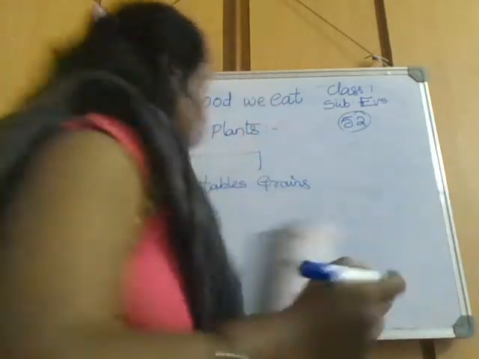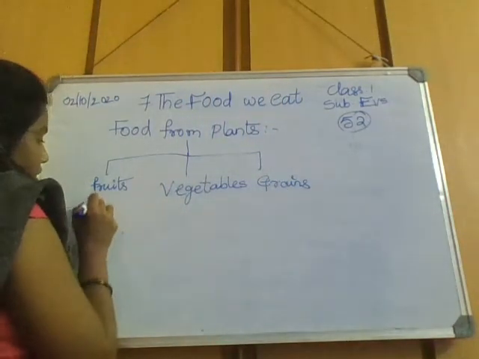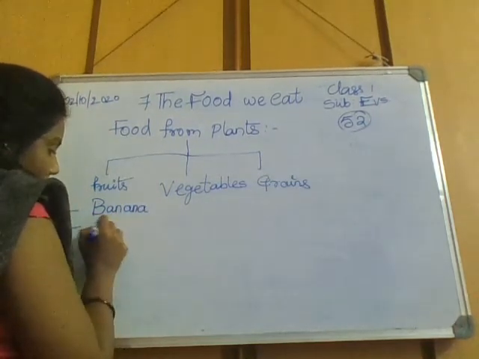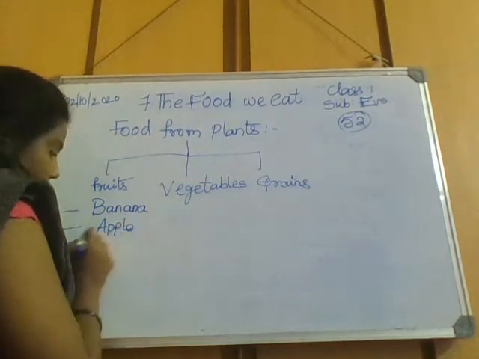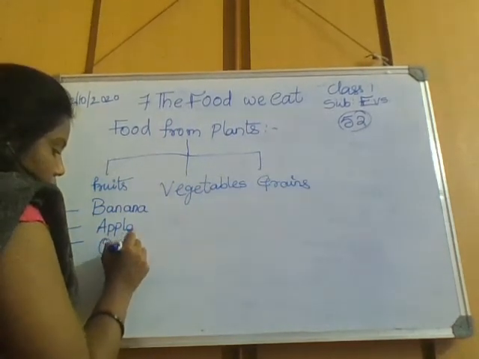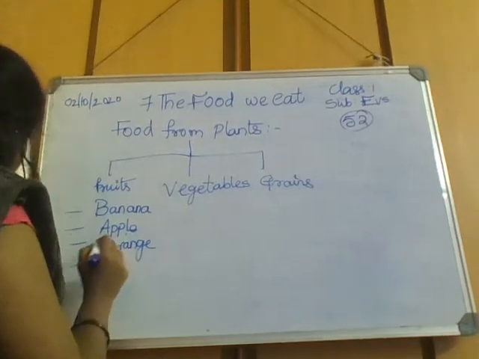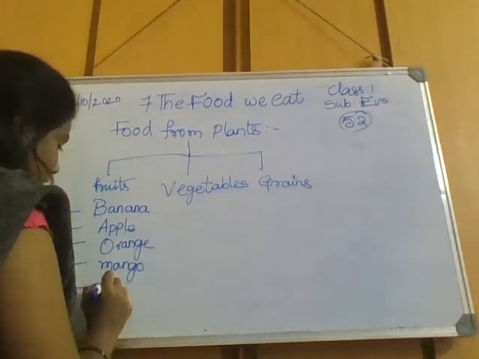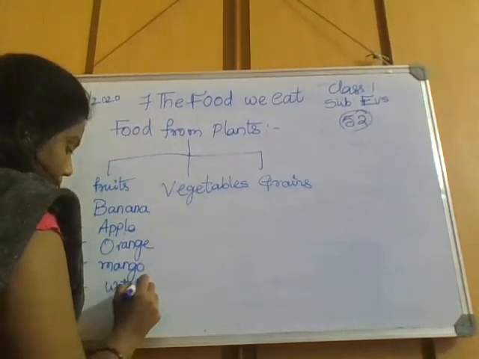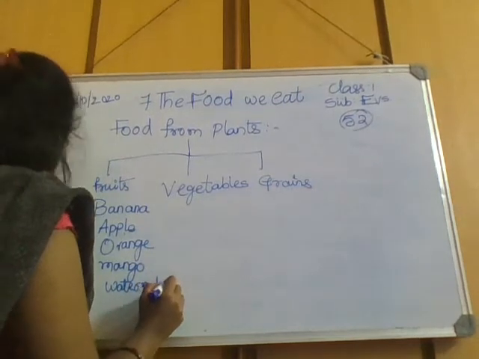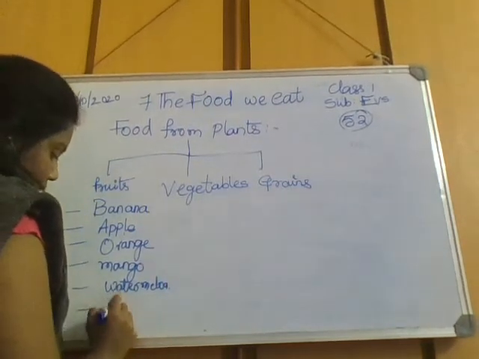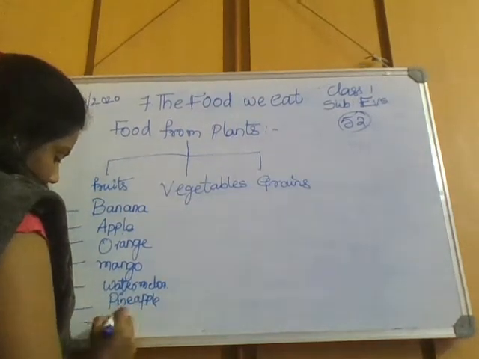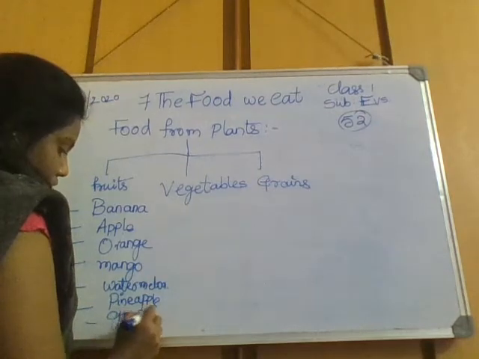So what are fruits? We can have fruits like banana, it is also from the plants. Apple is also from apple tree. Orange is also from orange tree. And mango we can get from mango tree. Watermelon also from a plant. Do you cook this one? Pineapple, grapes. These are some examples of fruits.